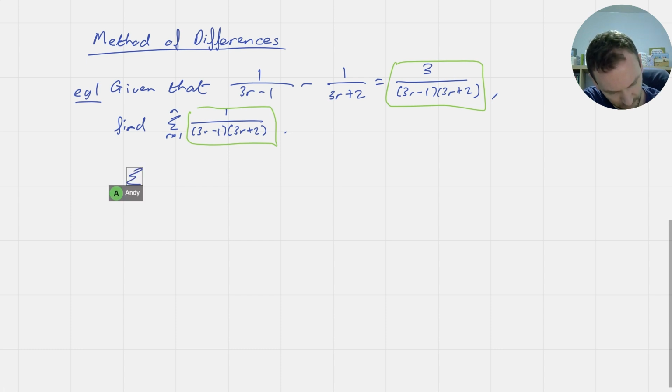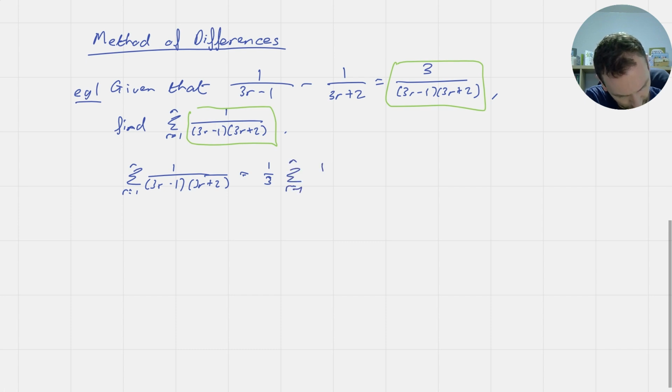So the first step we're going to make here is we're just going to say, well, this thing we've been asked to find is the same as, well, given this is a third of what we were given above, it must also be 1/3 of the sum from r equals 1 to n of 1 over 3r minus 1 subtract 1 over 3r plus 2. So rewriting it using the results we've been given. There must be a reason we've been given that, so let's rewrite it in that form.